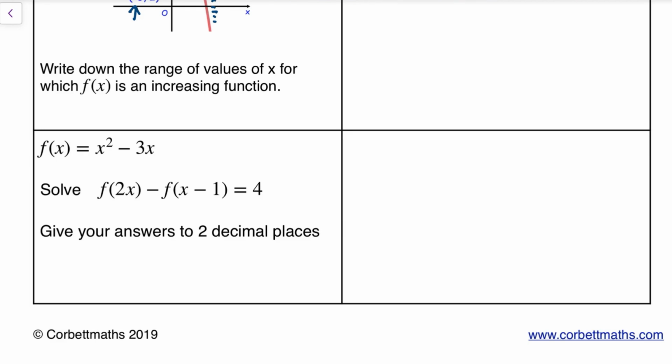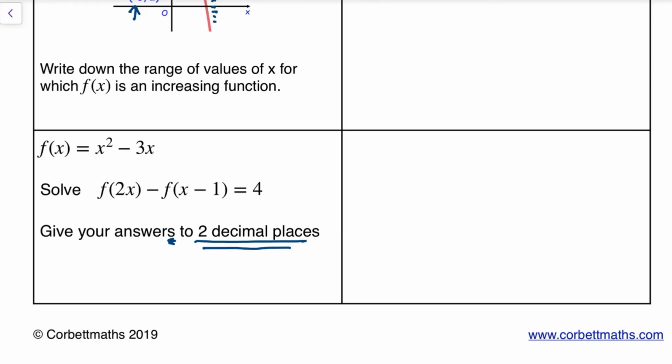And I would also notice it says 2 decimal places, which suggests to me I'm probably going to get a quadratic, because it also says answers, not answer. And I'm going to have to use the quadratic formula because it won't factorize easily. Let's just give it a go.